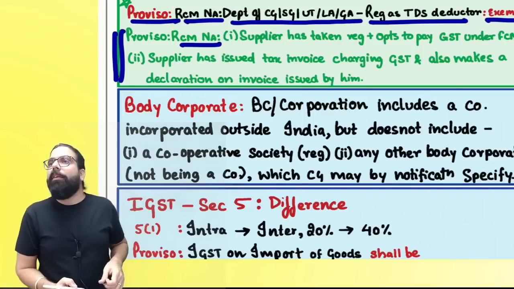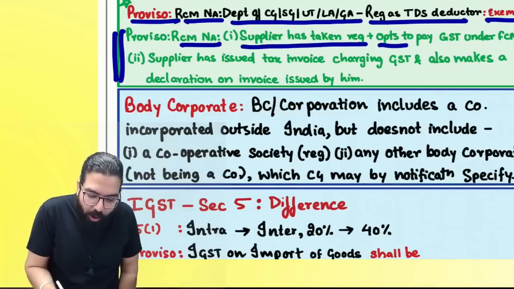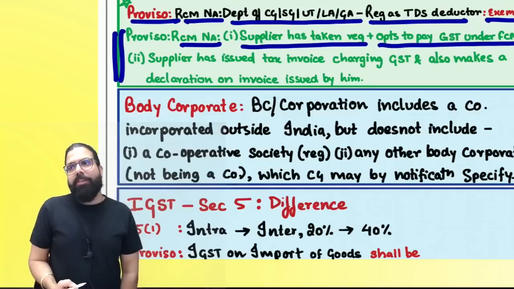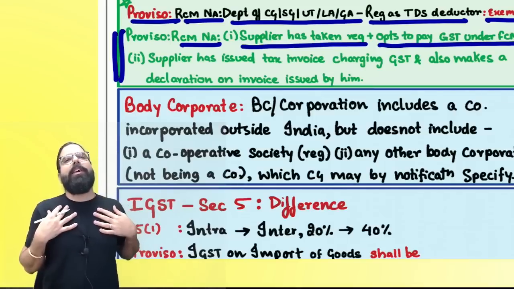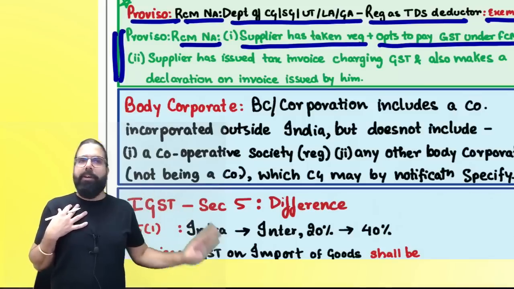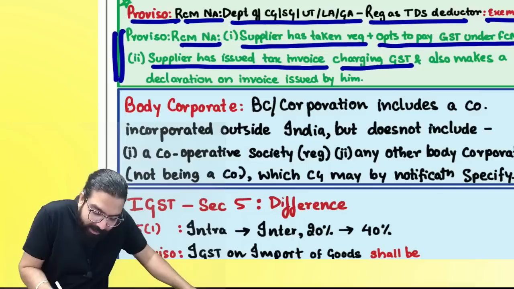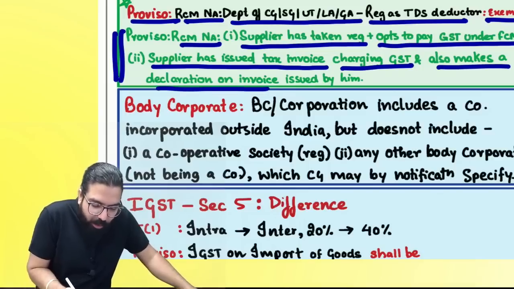RCM will not be applicable if the supplier has taken registration and opts to pay GST under the forward charge mechanism. If I take registration and say I want to charge GST under forward charge, I can charge 12% also. I can go ahead and charge 5% also. And the supplier has issued a tax invoice charging GST and also makes a declaration on the invoice issued by him.